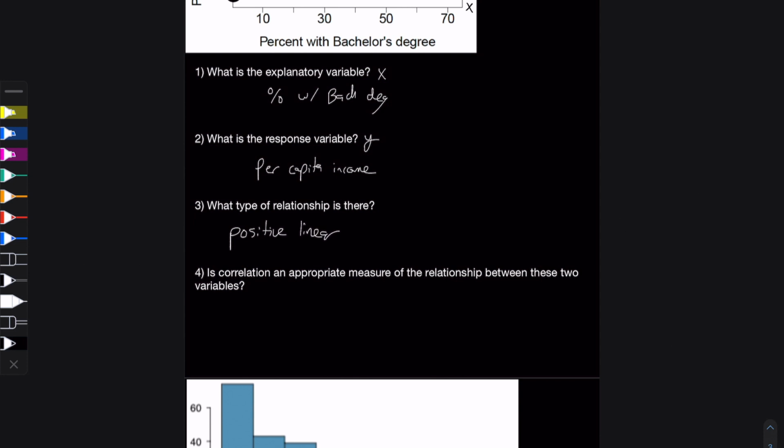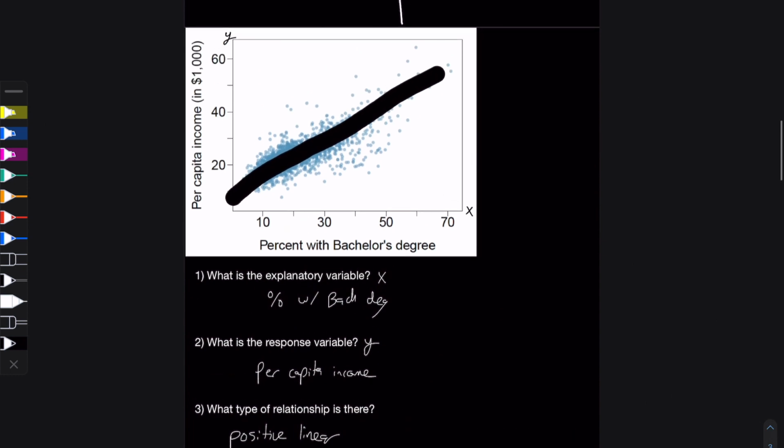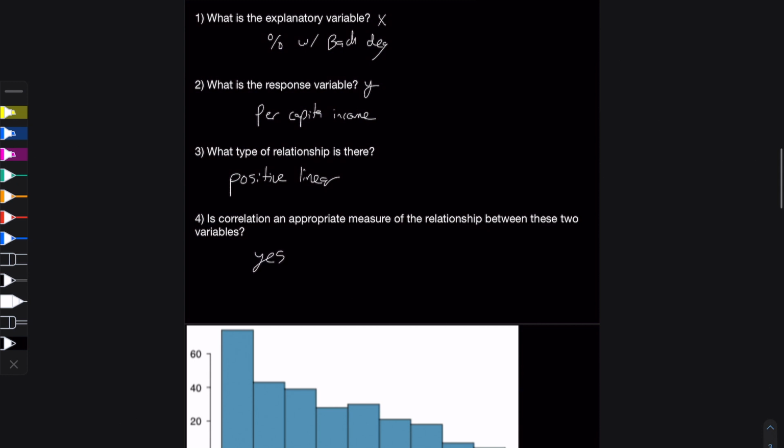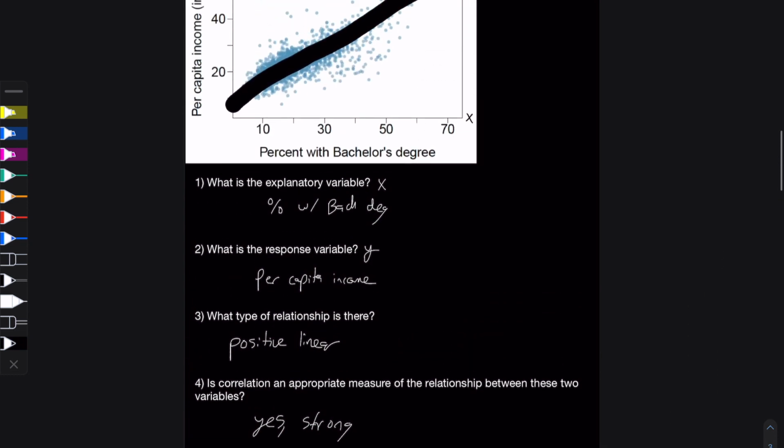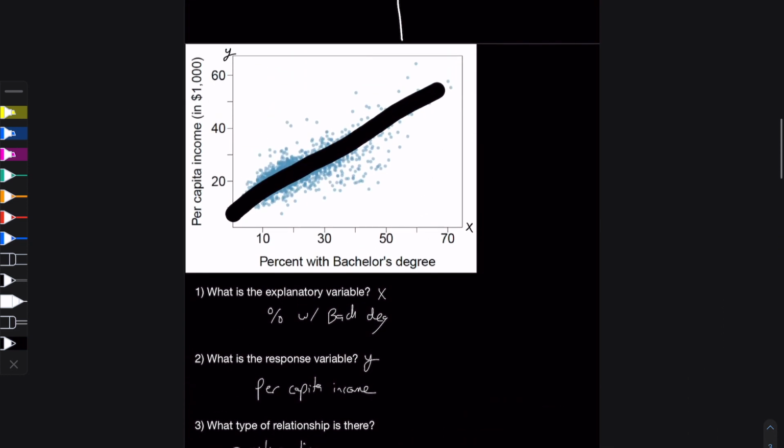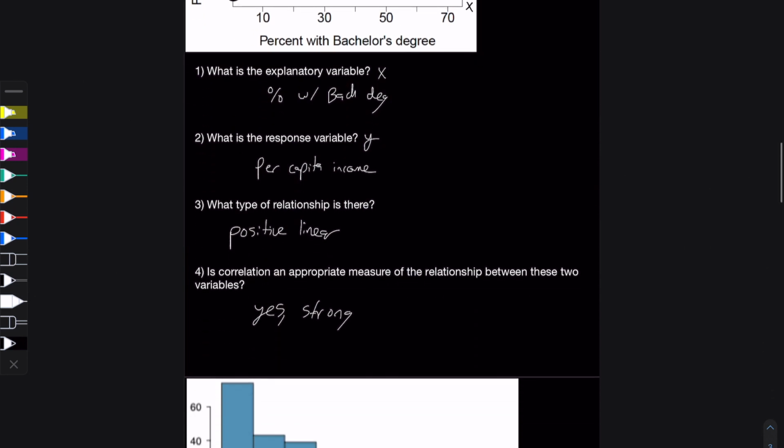And the fourth part asks us, is correlation an appropriate measure of the relationship between these two variables? Yes, it is, because it's a strong relationship. So yes, because it's strong. And when I say strong, you can see on this line that the data points don't really differ from that line. This trend line is very accurate to how the data looks. As you can see, as you go further to the right, the dots go further up. So this is a strong relationship.